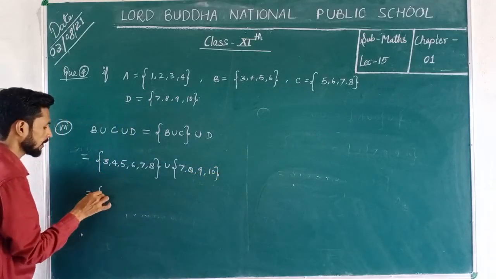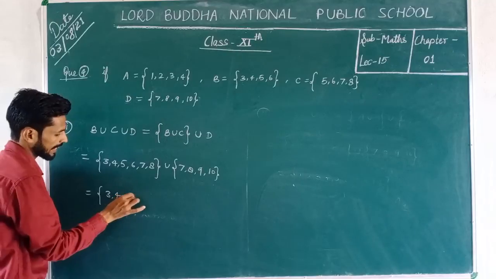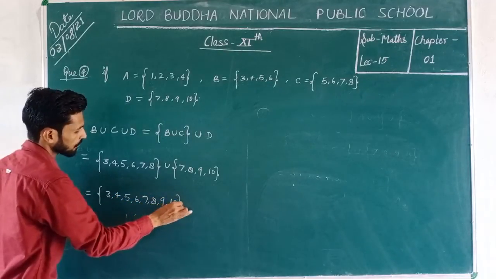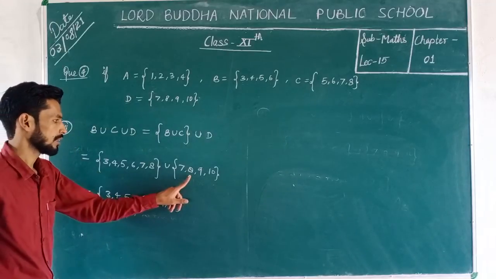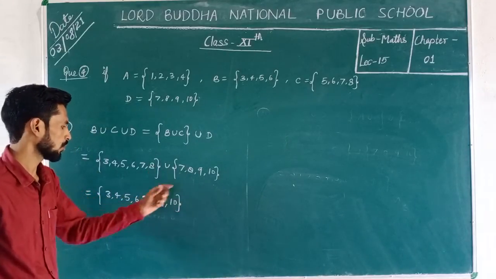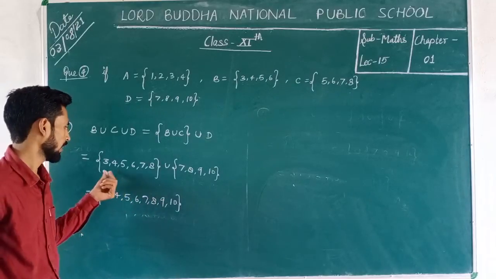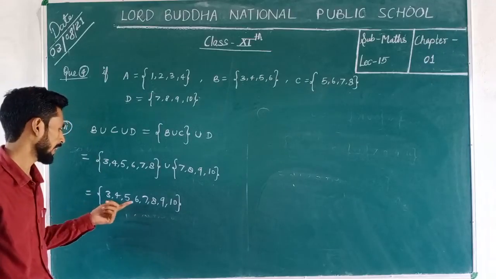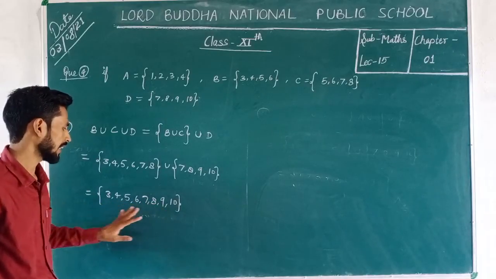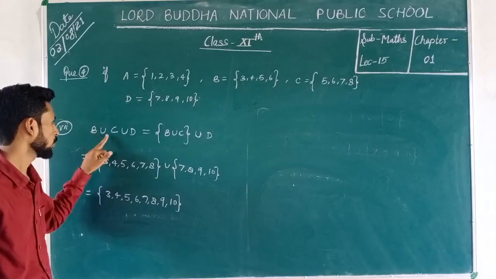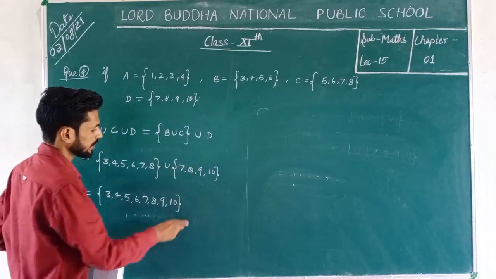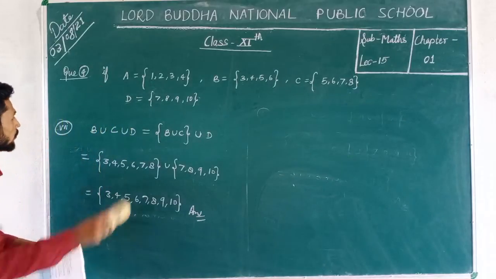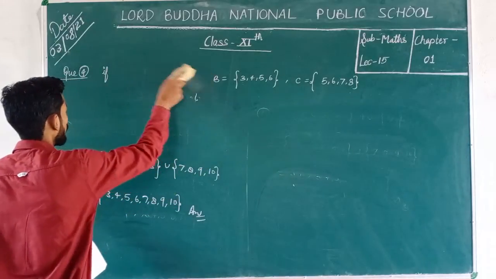So the answer is 3, 4, 5, 6, 7, 8, 9 and 10, because 7 and 8 these elements are common, so only one term we will write here, and other different elements we can take as they are. Okay, so 3, 4, 5, 6, 7, 8, 9, 10, these are the elements of set B union C union D. So this is the answer. Clear that? Now we will go for question number 5.